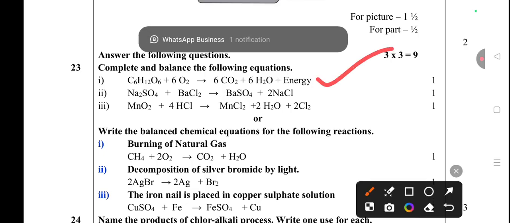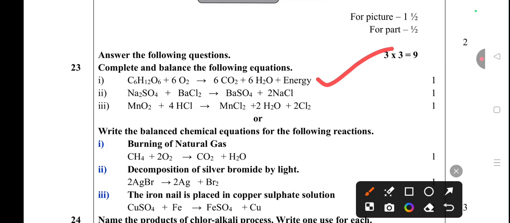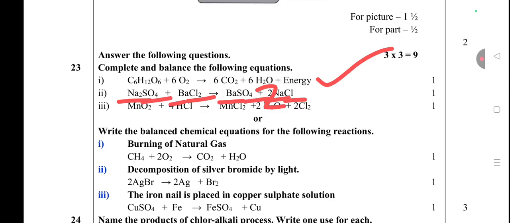Very simple way. Then sodium sulfate reacts with barium chloride. It gives barium sulfate and sodium chloride. Here chlorine atoms are 2, here chlorine atom 1. That's why to balance this one, we took 2 here. Then here Na2, that's also balanced. And Ba single, SO4 single, BaSO4 single.